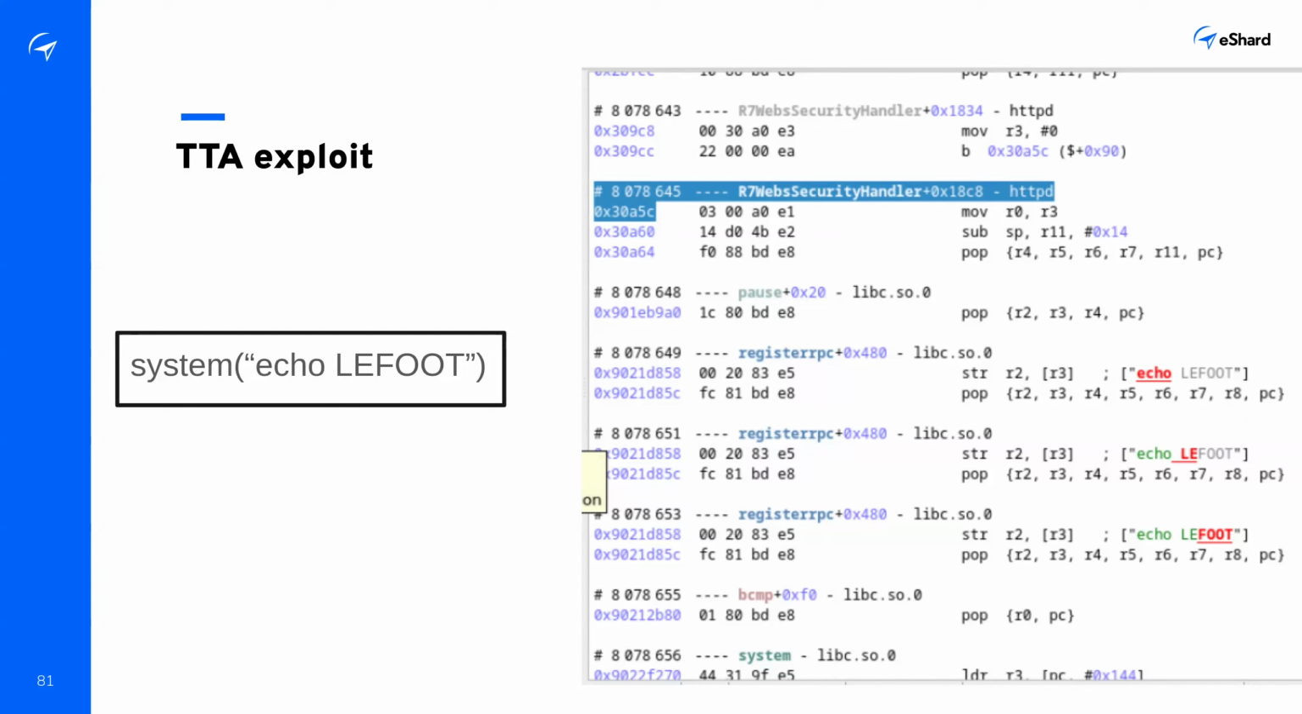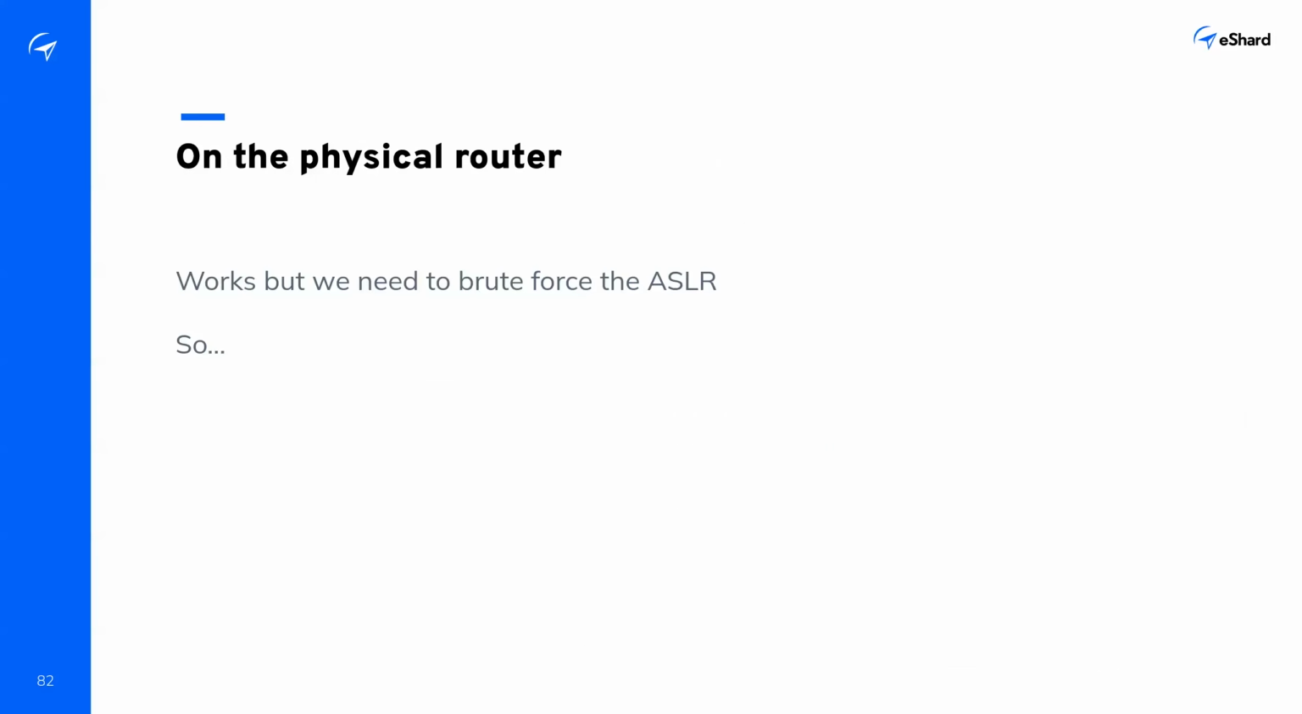So we have a working exploit. However, on the physical router, like we said, we have ASLR enabled. That means we need to brute force the ASLR. Why? Because we are using gadgets from the C library, and the C library is placed at a random address in memory, semi-random at least. So we need to brute force the ASLR.